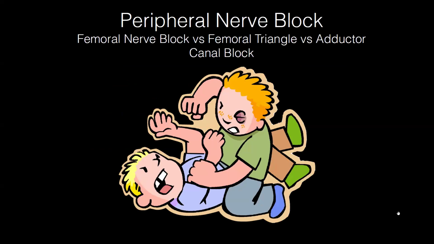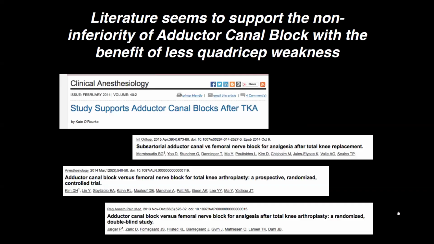So there's the femoral nerve, is what I just showed you. Then there's the femoral triangle. I don't know if you ever heard of Scarpa's triangle, but you've got the sartorius, the adductor, and the ligament. It's this superficial femoral triangle. That's where the nerve is all spread out. And then you have the adductor canal block. So the literature supports the non-inferiority of adductor canal block, which is less quad weakness, but equal analgesia.